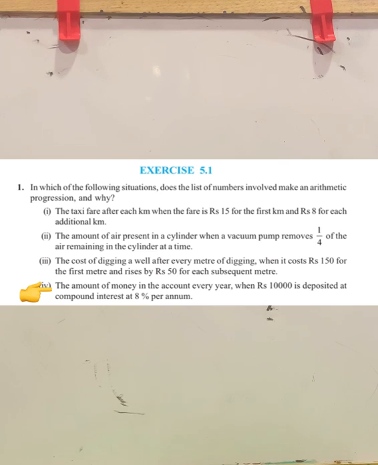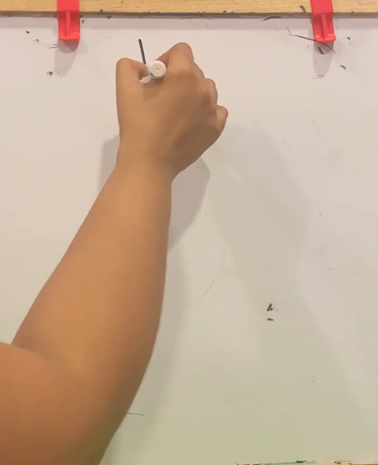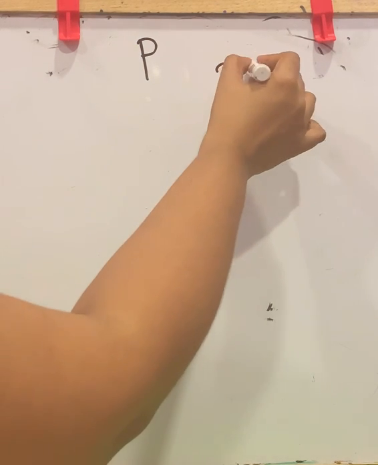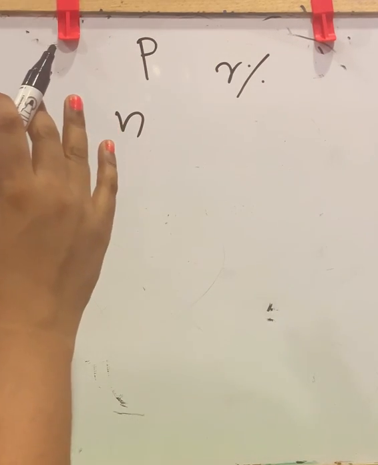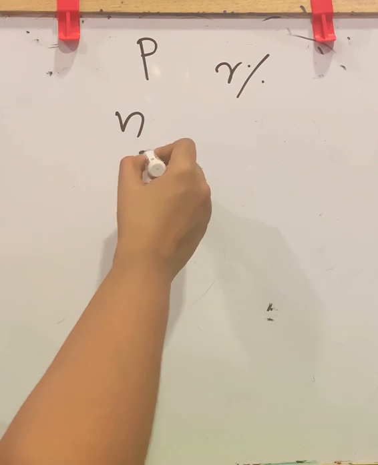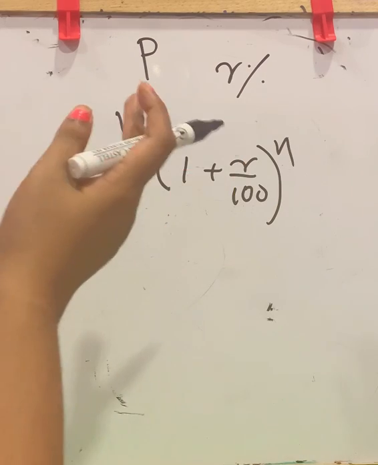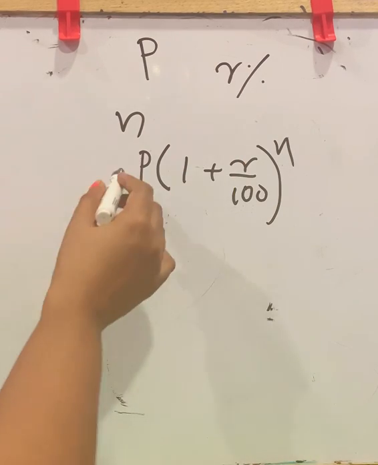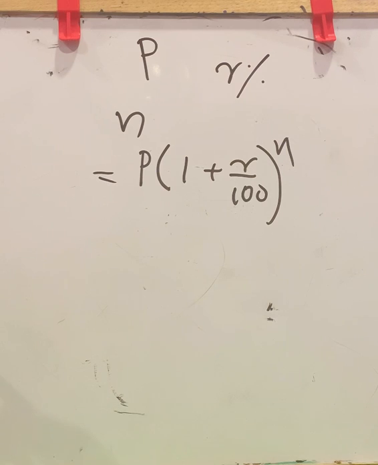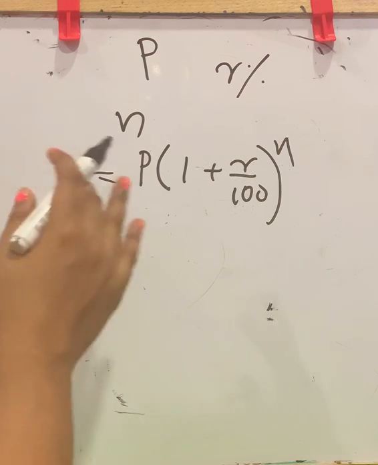The amount of money in the account every year when rupees 10,000 is deposited at compound interest at 8% per annum. We know that if P is deposited at R percent compound interest per annum for N years, the formula to find the amount of money is P into 1 plus R by 100, whole raised to N. We have already learned this in the previous classes.